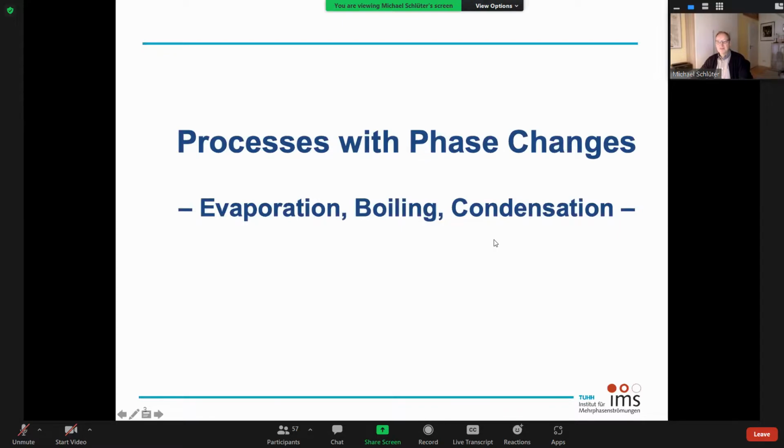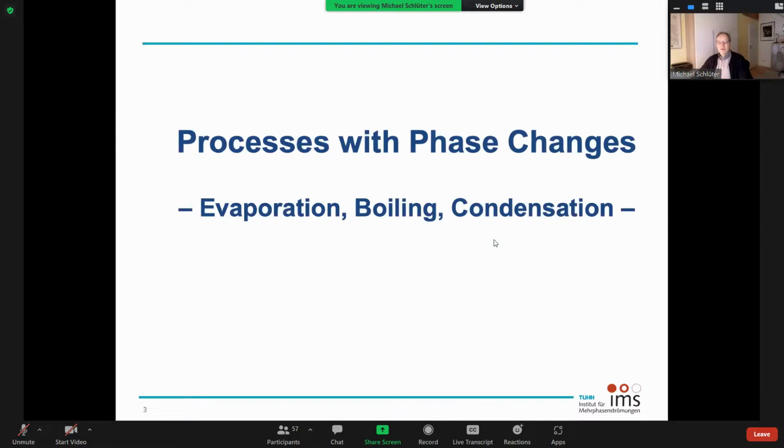Okay, so boiling and evaporation, these are two very important heat transfer processes, as you probably know. And today I would like to introduce these two kinds of process more in detail. And of course, once again, we will see some correlations that help us to calculate the heat transfer performance in case of evaporation and boiling and condensation.